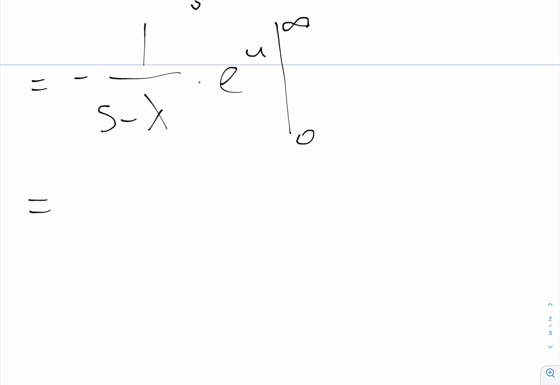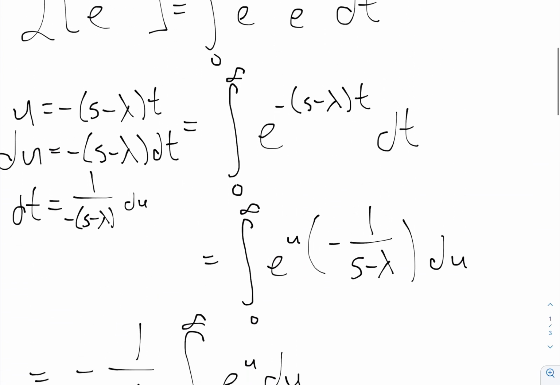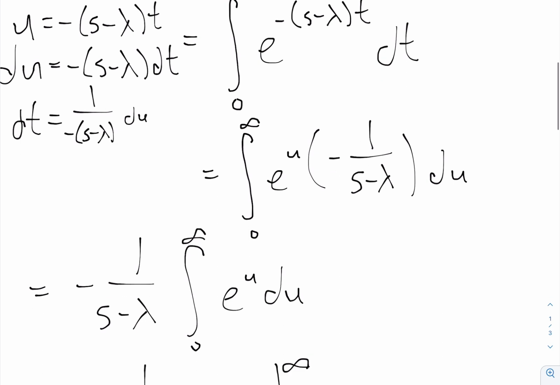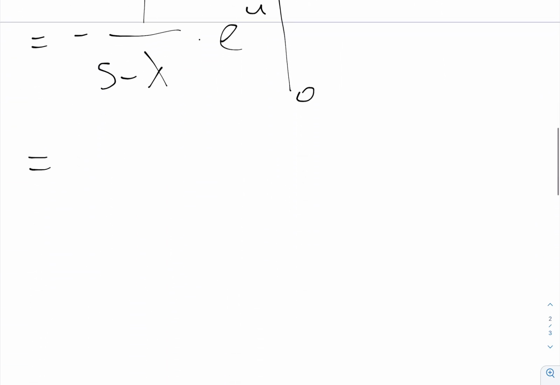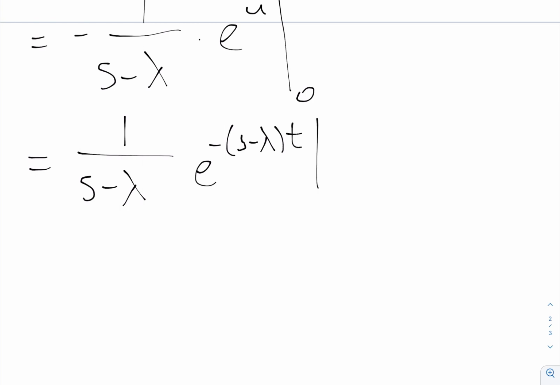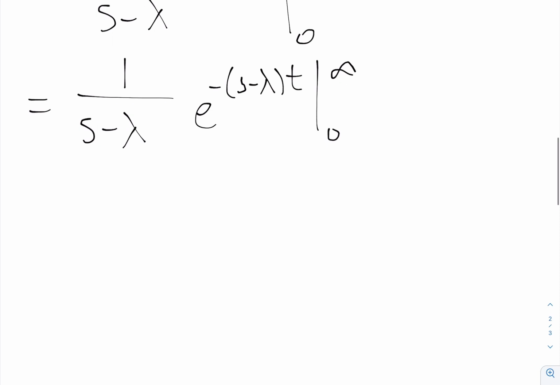Okay, so before we evaluate it, we have to plug in what our u is. So u is negative (s minus lambda) t. So negative 1 over (s minus lambda) times e to the negative (s minus lambda) t, evaluated from infinity to 0. Okay, let's just plug in infinity for t and 0 and see if we can get a real answer.